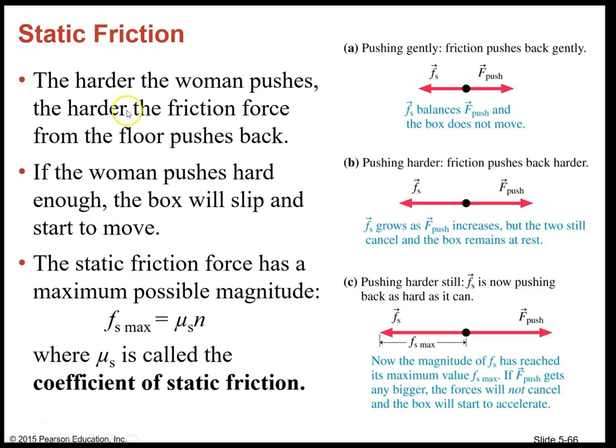So again, going back to the boxes, the harder she pushes, the harder the box pushes back. But if she can push hard enough, the box will slip and start to move. That maximum force is what's called your Fs max, how much you can actually apply to it before the object starts to move. Fs max divided by your normal force will get you the coefficient of static friction. So if you can push something and right before it starts to move, that's your Fs max, your force static maximum before it starts to become force kinetic.